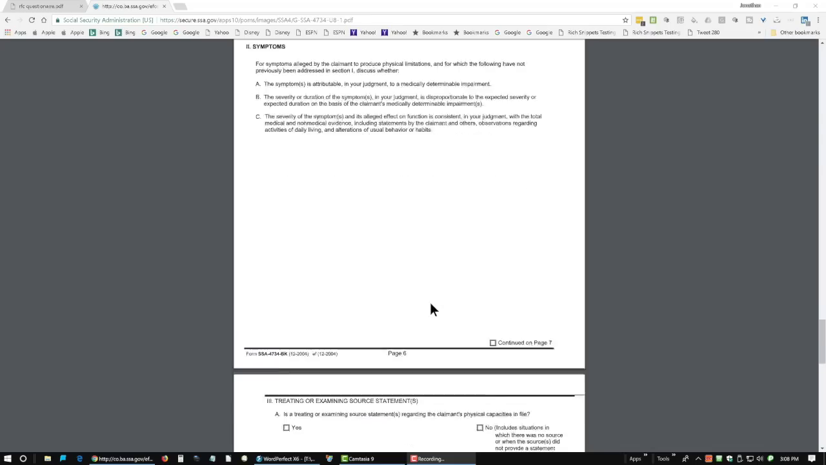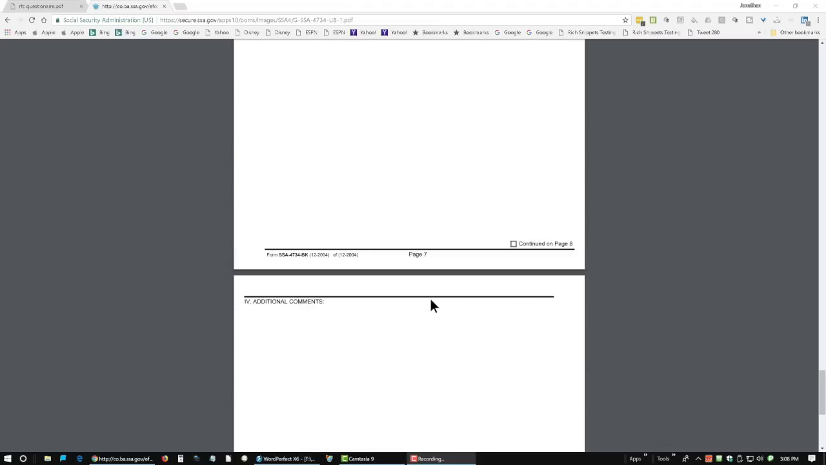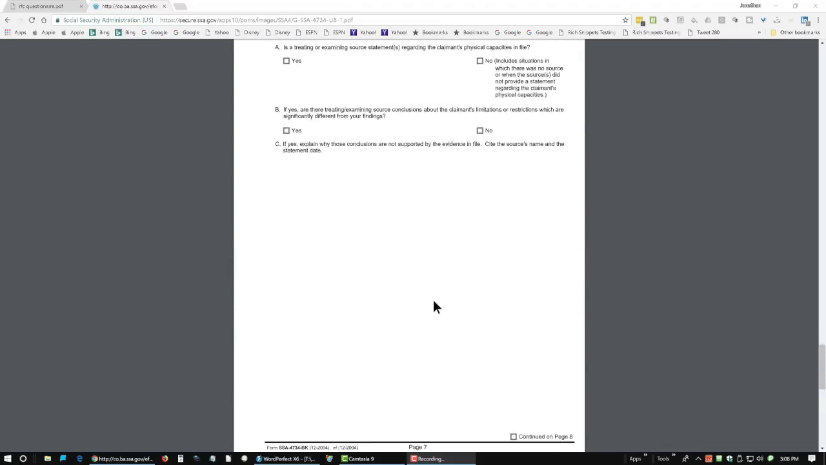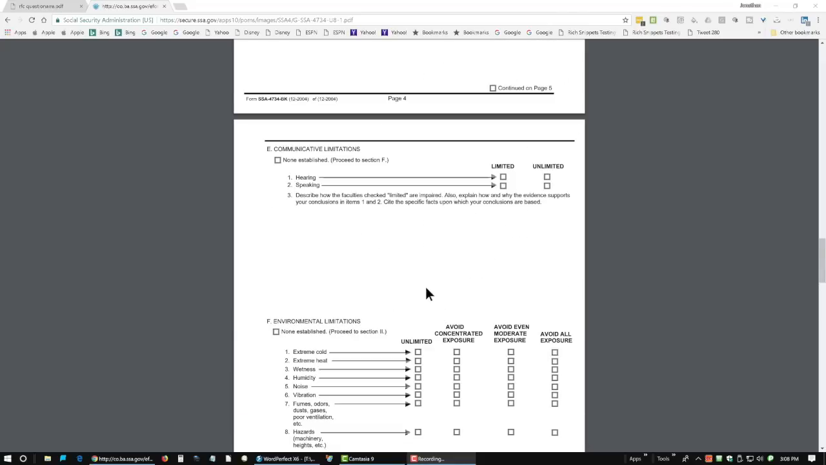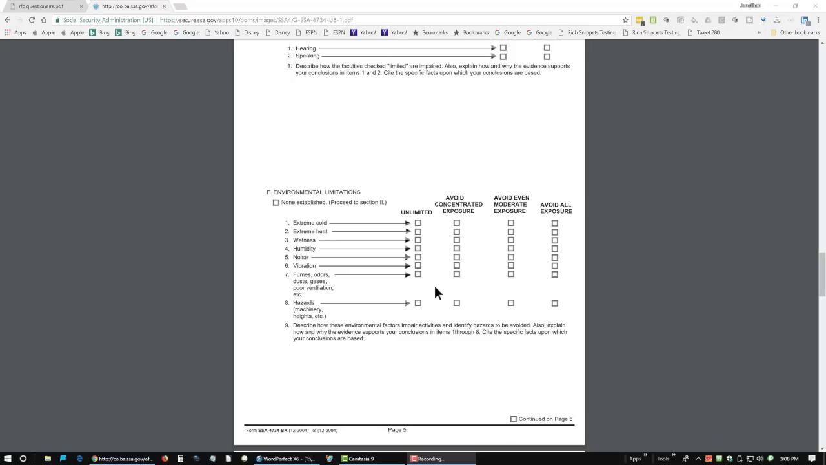Then we have, going down here, really just a lot of room for extra comments. There's really not a whole lot of room for describing specific things. It asks nothing about how much time you would miss from work, would you miss excessive days, have to take unscheduled breaks, things like that. So this is really not a great form. It puts a lot of burden on the doctor to write out what the functional limitations would be, and that assumes that the doctor understands what Social Security is looking for, and that is to talk about your functional limitations.